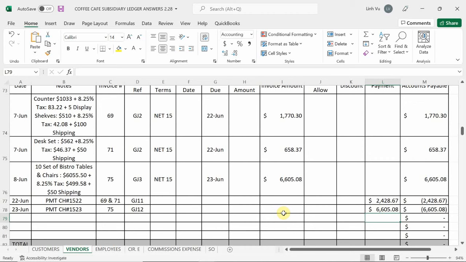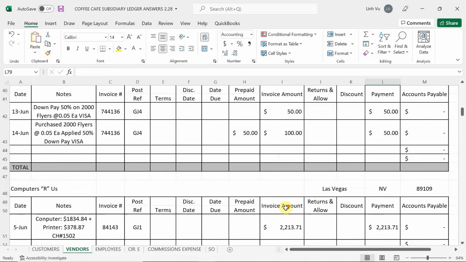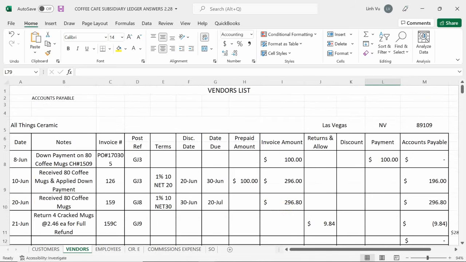So on June 23rd, the check was written and just sent out. Whoever is receiving it on the other end, the furniture store, even if they received it on the 25th, it still counts as paid on time. Or as we paid on time. So in this case, we don't owe anything to the furniture store. Let's go ahead and continue.